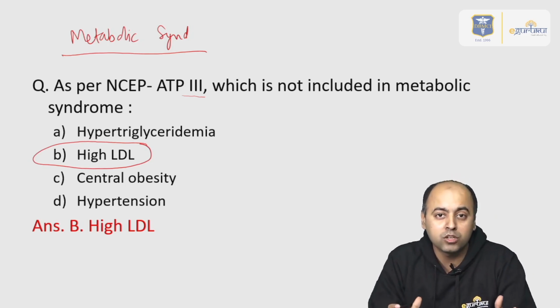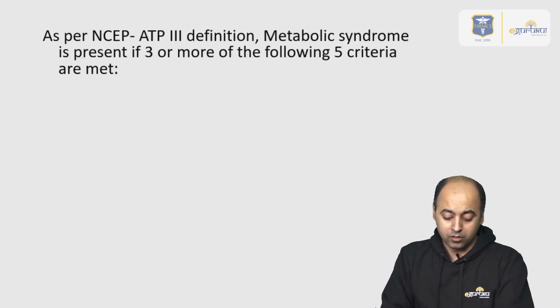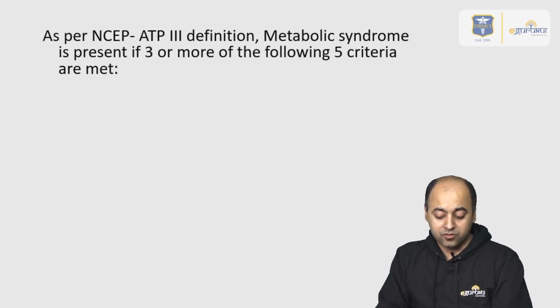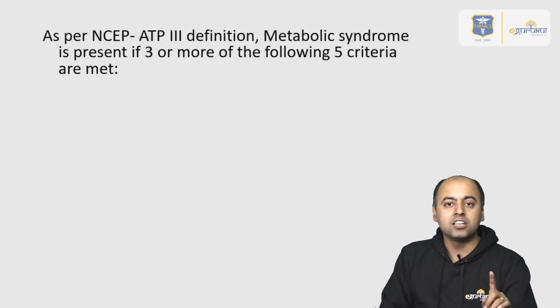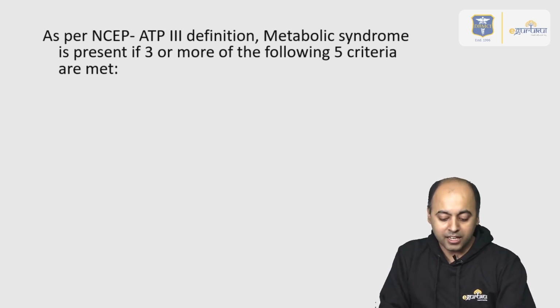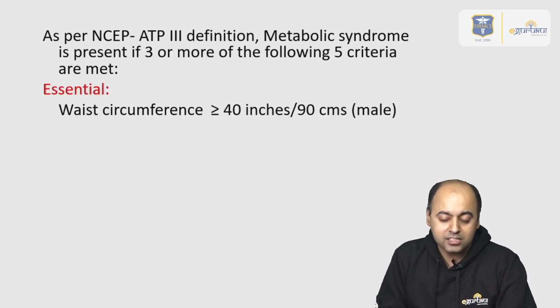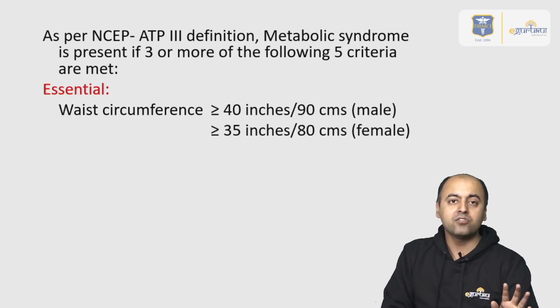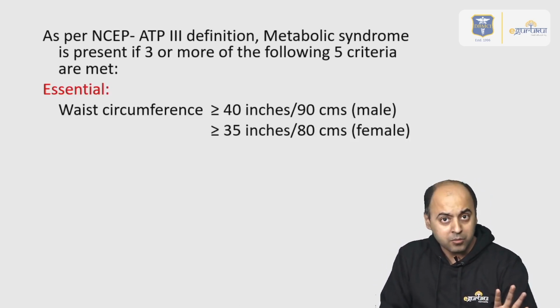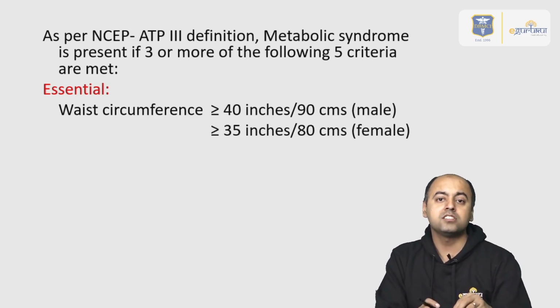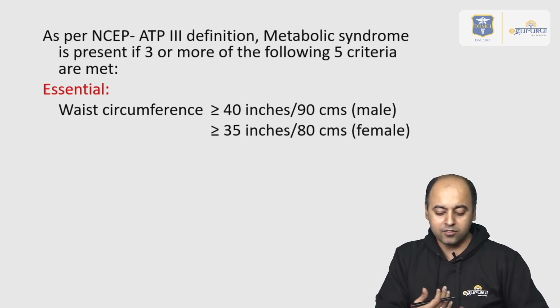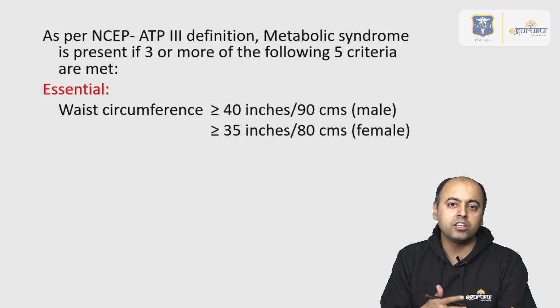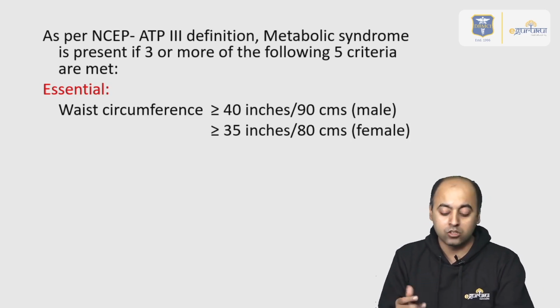So what is a part of metabolic syndrome? Let's take a quick look. As per NCEP-ATP3 definition, metabolic syndrome is present if 3 or more of the following criteria are met. Out of these, one is essential. We will start only if this criteria is there, and that is waist circumference more than 40 inches or 90 centimeter in males and more than 35 inches or 80 centimeter in the female. This is essential. Only if this is there, then we can apply the other criteria. If it is not there, we cannot apply the other criteria. We will not be talking about the metabolic syndrome.